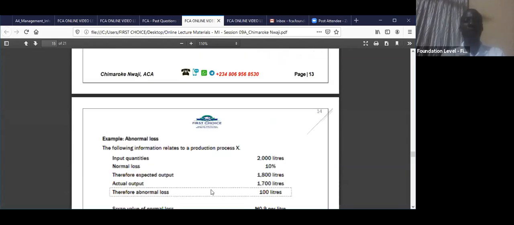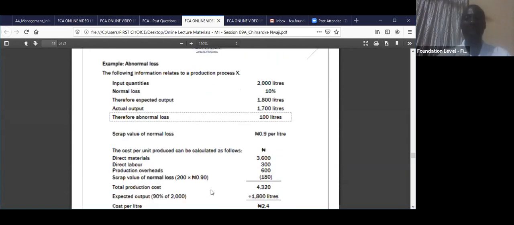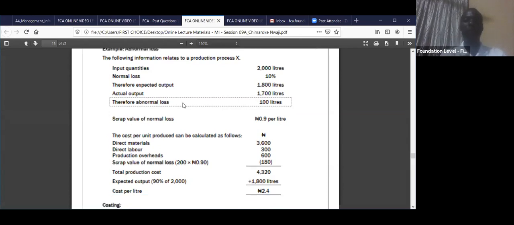Okay, let's just see some examples. Now let's look at abnormal loss. Let's go to the figures. Again, we are given the same figures as we had the first time. Look at the scrap value for normal loss. We say abnormal loss has 100. So now let's see what we do here.